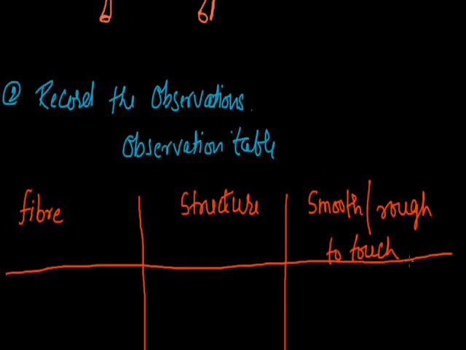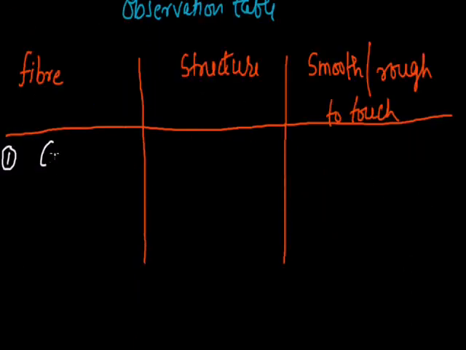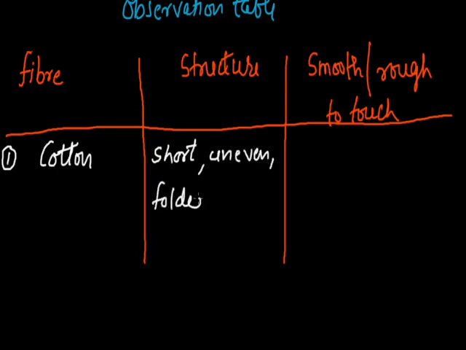Now we observe, first, cotton. When we observe cotton through a magnifying glass or microscope, we observe that it is a very short, uneven, folded and porous fiber. So we can say that it is very rough to touch, or if we touch the fibers of cotton, we feel them very rough.